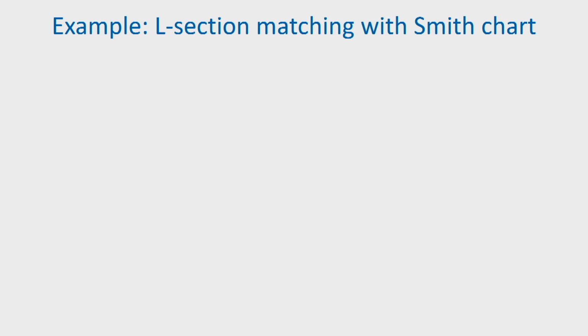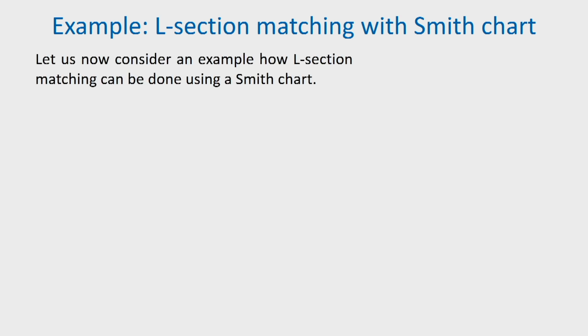So, we have seen how we can calculate the values for the components of the L section matching network analytically. Let us now consider an L section matching network design using Smith chart. We consider an example of how the values for the elements of an L section matching network can be found out using a Smith chart.